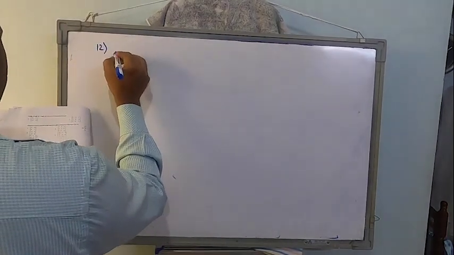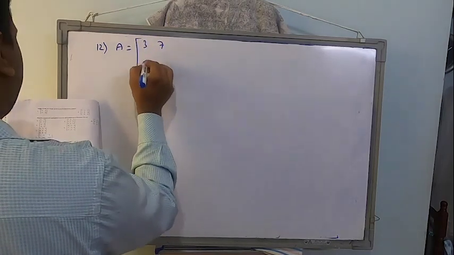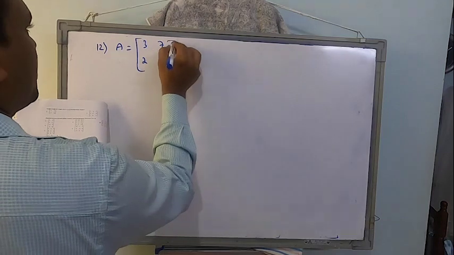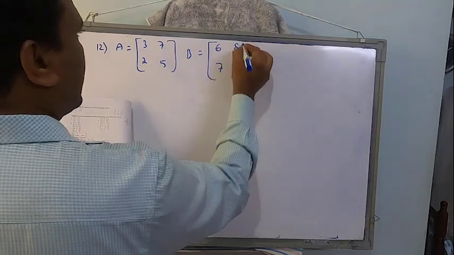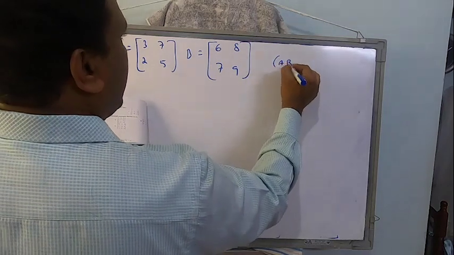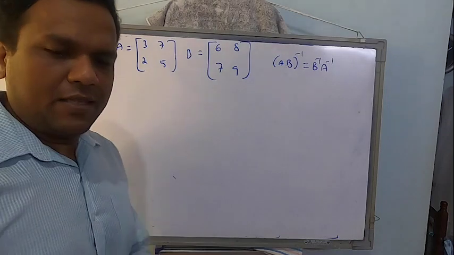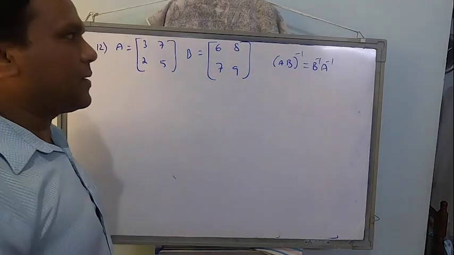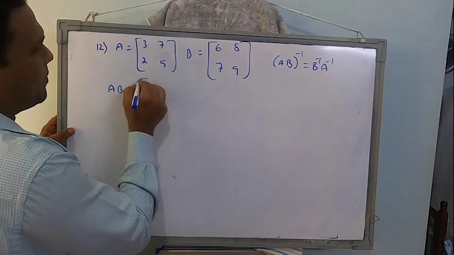So problem number 12, what they have given us, A is equal to 3, 7, 2, 5 and B equal to 6, 8, 7, 9. Then verify that AB the whole inverse equal to B inverse multiplied by A inverse. One of such kind of problems I have done in the previous class, so still I will do it for you. So first thing is I want to find out AB.